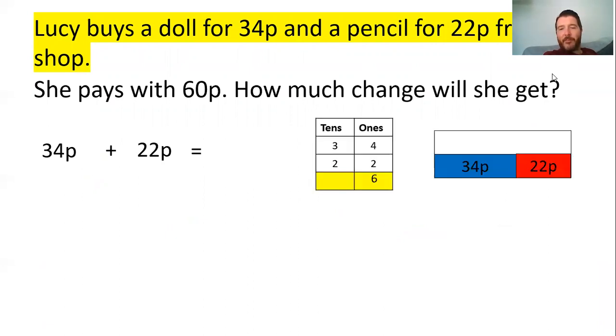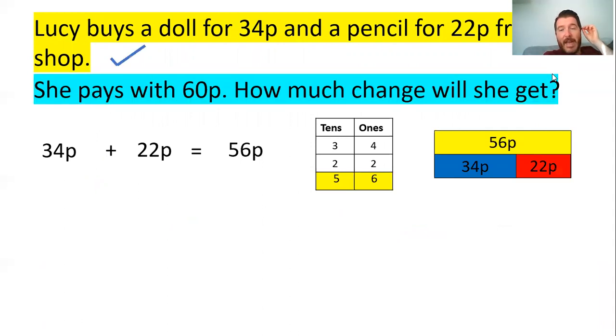34 and 22 is 56. So she spent 56p, the total of the things. She pays with 60p. How much change will she get?